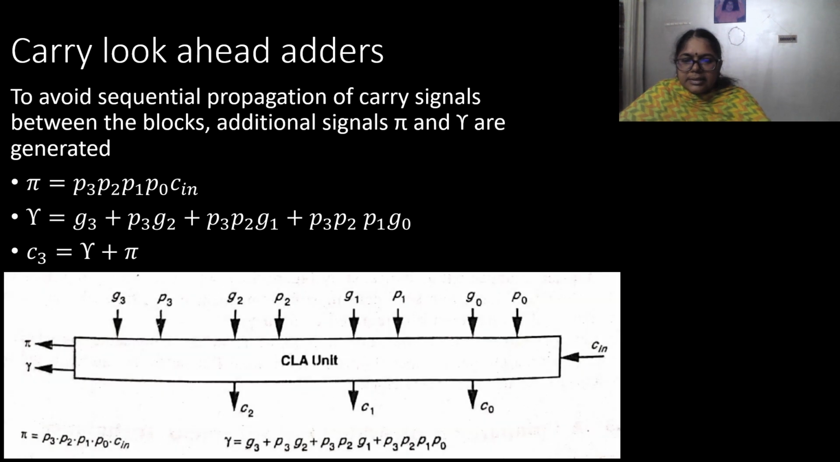Thus, the block diagram to generate Pi and Gi and the carry outputs is given here. You can see P0 G0, P1 G1, P2 G2 and P3 G3 are given as the inputs in addition to Cin, so that C0, C1, C2, and in addition Pi and Gi are given as the outputs. Pi plus Gi will give us the final carry C3.